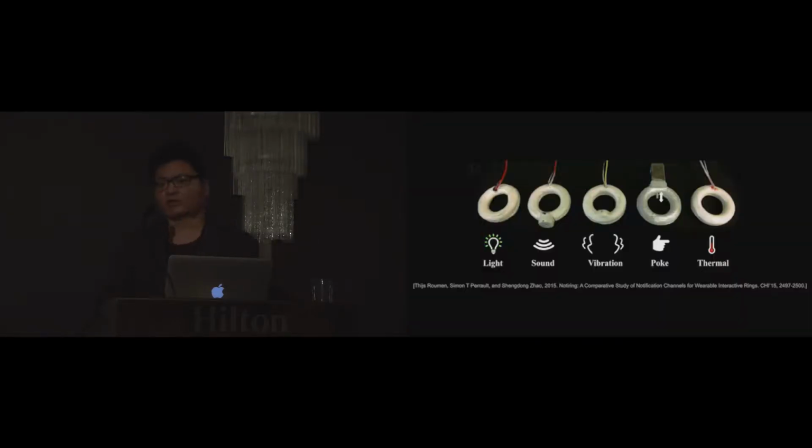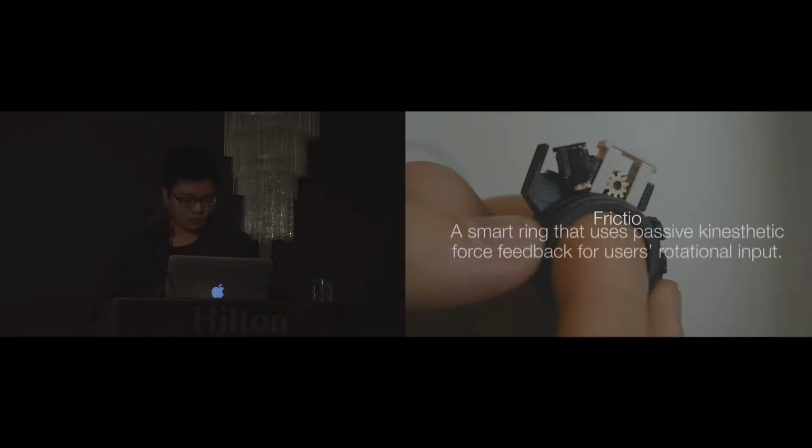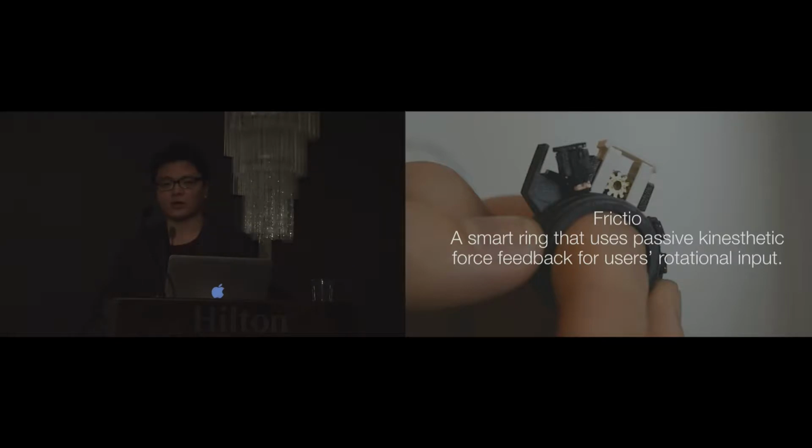Current smart ring output mainly focused on light, sound, vibration, skin drag or poking, and thermal, but these all usually require substantial user attention and are often decoupled from the input mechanism. Alternatively, we designed Frictio, a smart ring device that uses passive kinesthetic force feedback for users' rotational input.